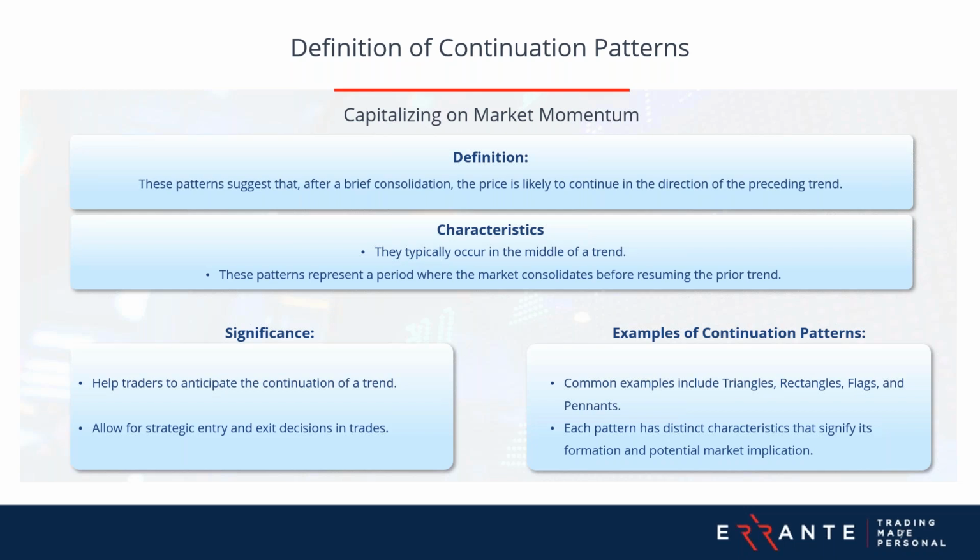So the characteristics of continuation patterns are distinct. They usually form in the midst of a trend and represent a period where the market takes a breather, consolidating before resuming its prior direction. So this pause is typically marked by a decrease in volatility and trade volume.